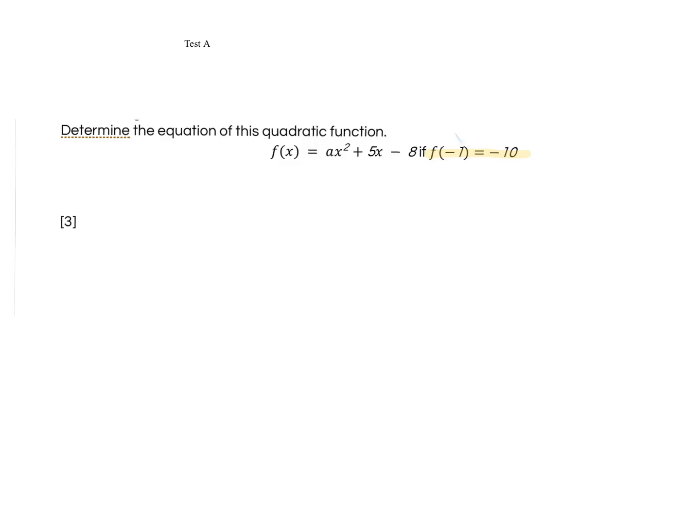-1, for a particular value of x, -1, we get a y value of -10. So we're going to use the point (-1, -10) in f(x) to find a.